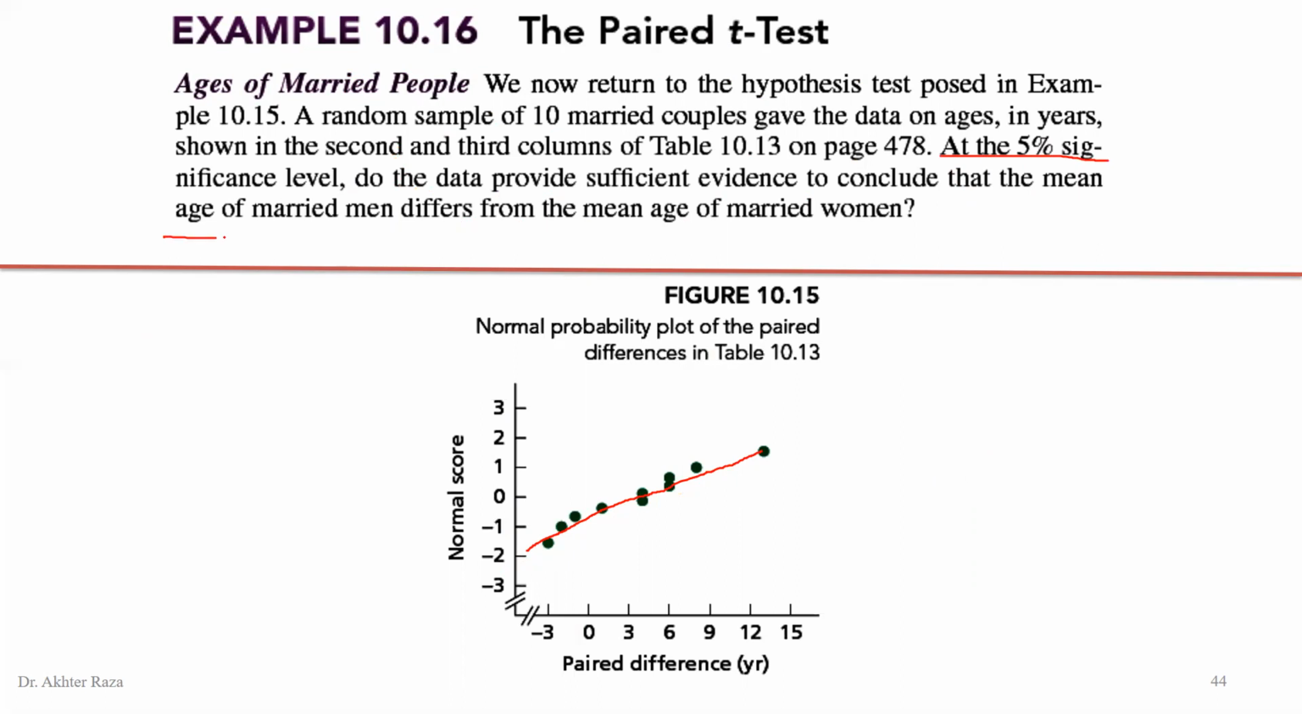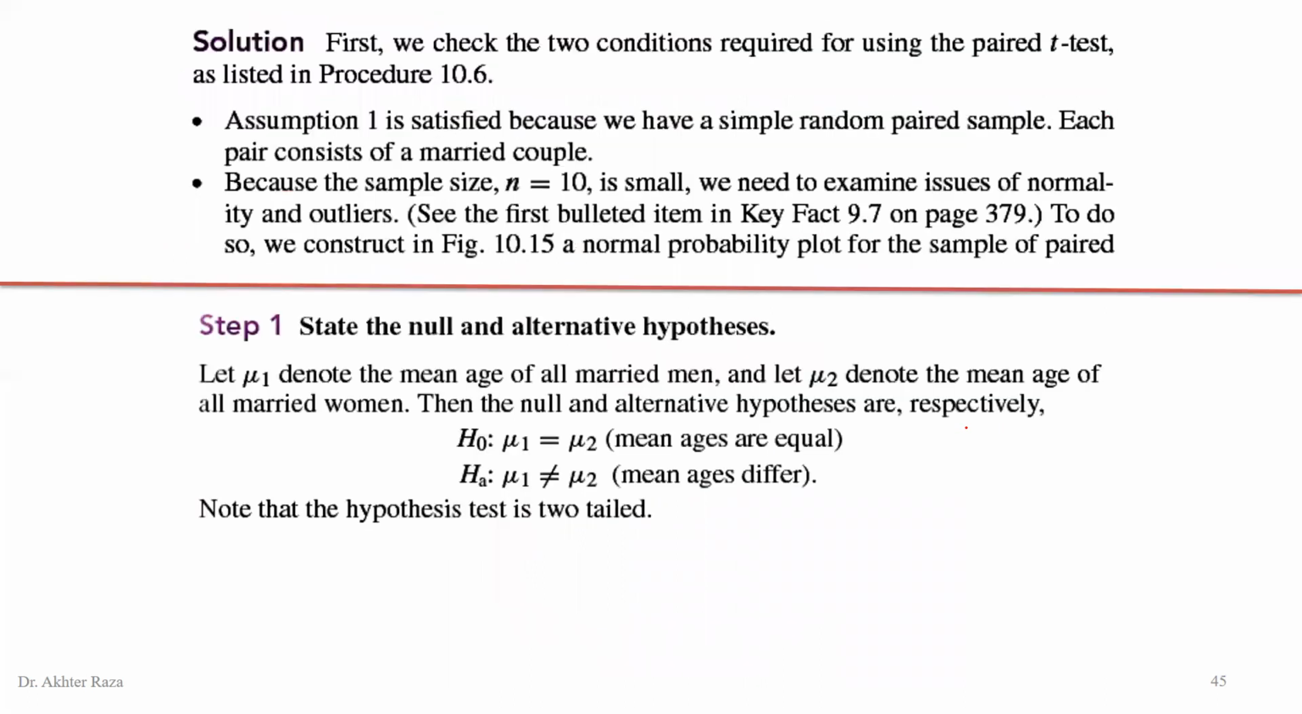the mean age of married men differs from the mean age of married women. Differ means in H1 we have not equal to. In H0, we have equal to. The null and alternate hypotheses are there.